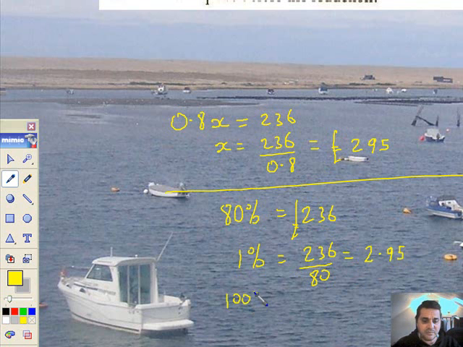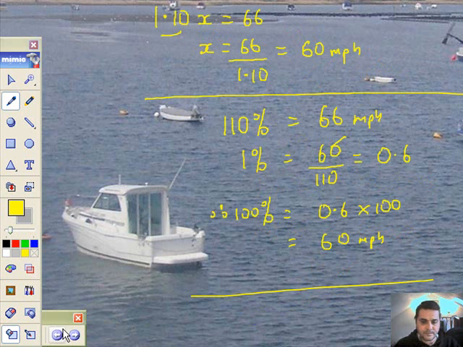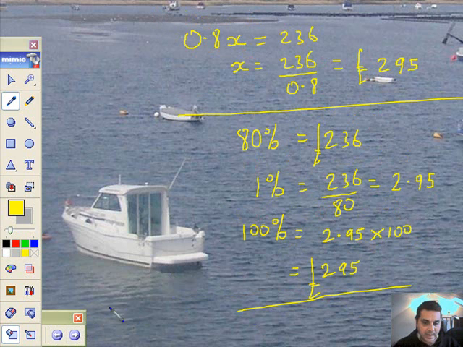And therefore 100% of my original value is going to be 2.95 times 100, and here it is, £295, and that works. Compare it with that one back there. There you go. Multiply by 100, return it back to its original value, and here again multiply by 100, return it to its original value.